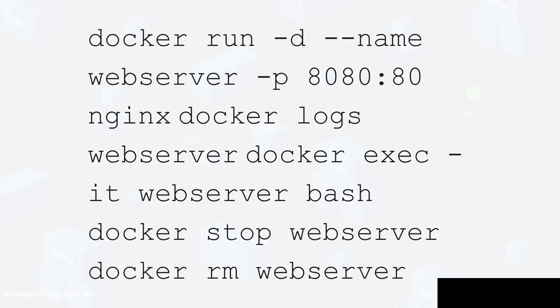Welcome back. So, how'd you do? Let's walk through the solution together. First, we use docker run with the -d flag for detached, --name to call it webserver, and -p to map the ports. Simple enough. Next, we check the logs with docker logs webserver. Then we jump inside with docker exec -it webserver bash. And finally, we clean everything up with docker stop and docker rm. If you got all of that, you are in fantastic shape.